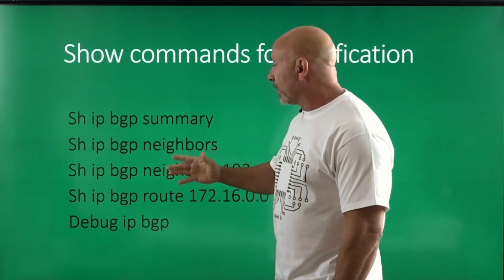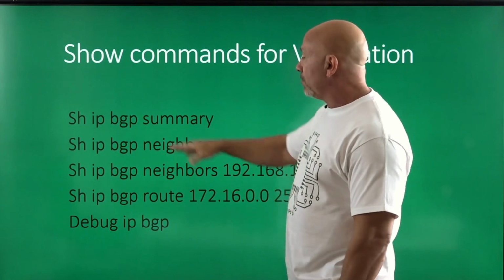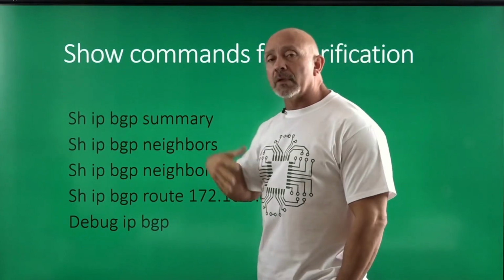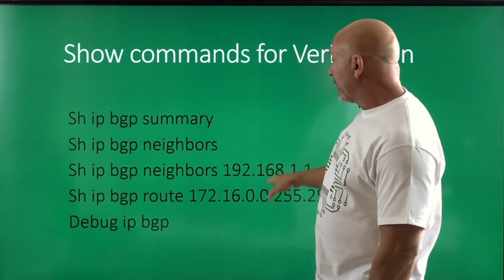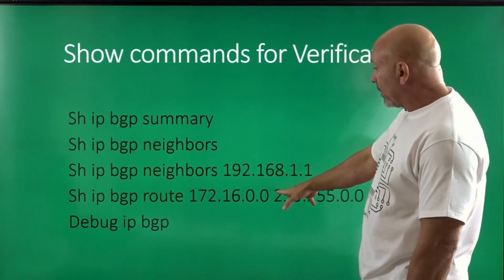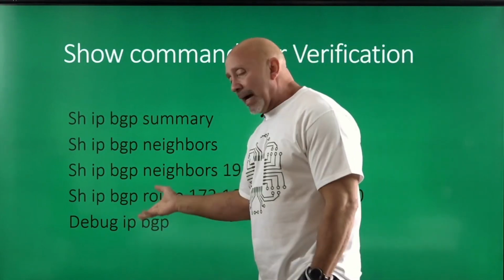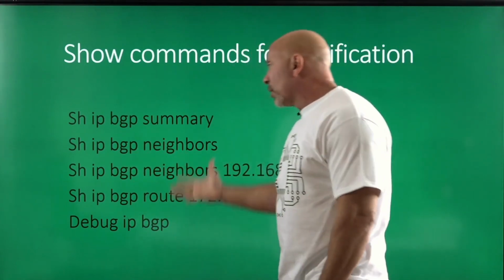Okay, who am I connected to? Show IP BGP, show IP BGP neighbors. All right, so you can take a look at who you're connected to. You can go specifically to this particular neighbor, show IP BGP route to this particular neighbor or this particular network, and debug IP BGP, what's running in the background. All right, these are show commands you need to be familiar with.